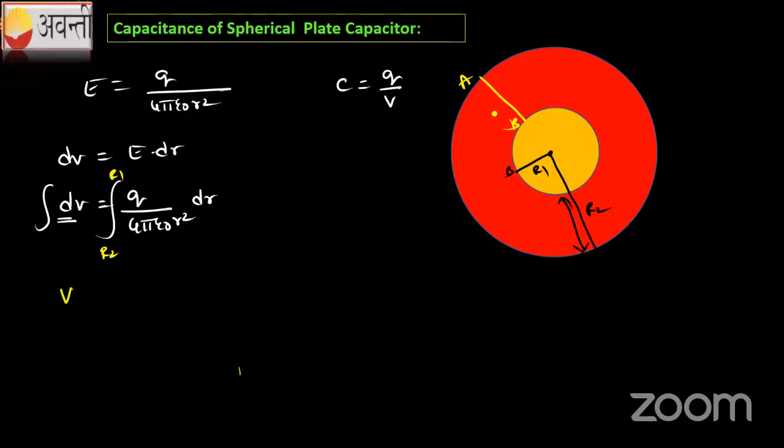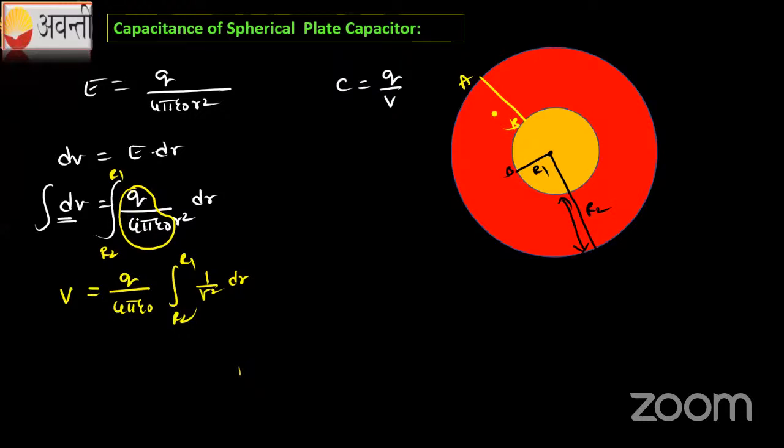I will get total voltage V is equal to q 4 pi epsilon naught. All these things are constant, guys. Take it outside of the integration. Q divided by 4 pi epsilon naught. Remaining thing will be integral from r2 to r1 of 1 by r square into dr. Correct now? Now I will check who will give the first answer to me in the chat box.